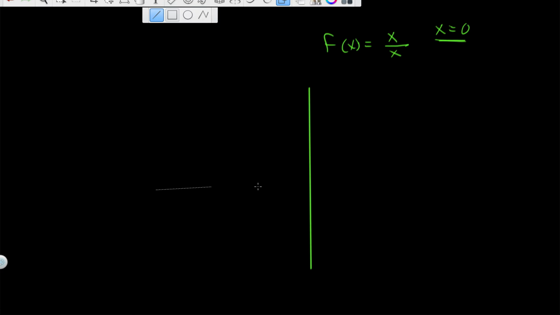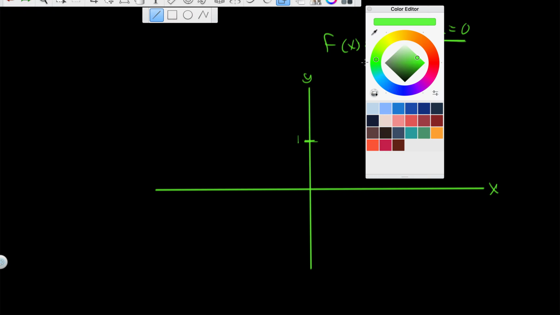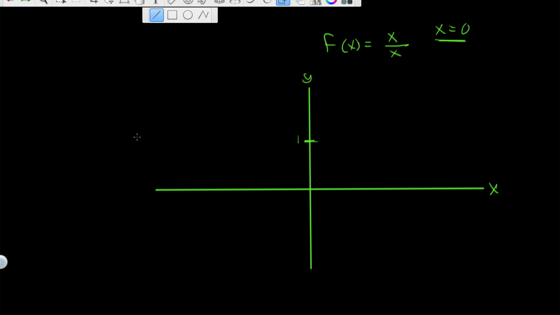So we have our y-axis and our x-axis, and we can think of this as f of x equals 1. So how do we graph f of x equals 1? That just means y is 1 at every point. So this is y equals 1, and we can just draw a straight line through that, in a different color. Something like that.